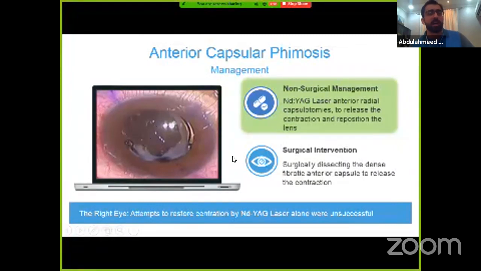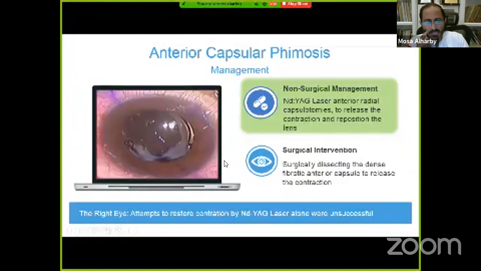So at this stage, I would direct the second question to the panelists. What would be a reasonable next step? Would you do another attempt of YAG laser? Would you go straight away to IOL explantation and exchange with a monofocal, or maybe try to fix the same IOL? What would be a reasonable next step at this stage?